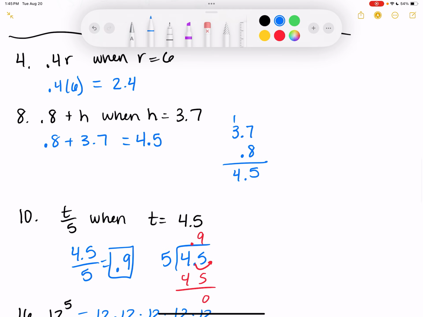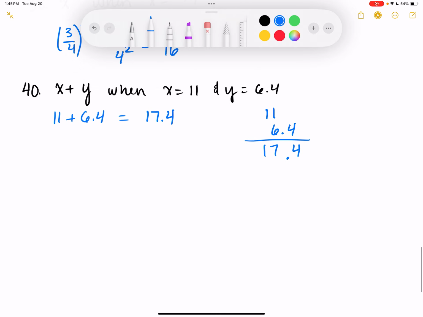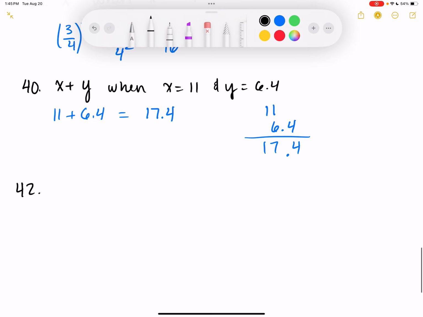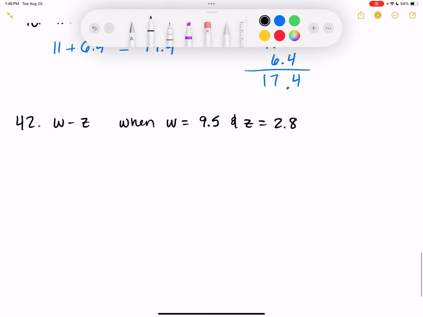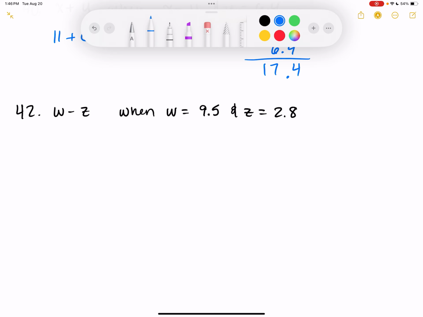Okay, what number were you on? Let's do the next one. W minus Z when W equals 9.5 and Z equals 2.8. I want everyone to do that one on their own paper, and then we'll go over it in just a second. Don't say it out loud. Do it on your own paper. Nobody should be talking right now but me.